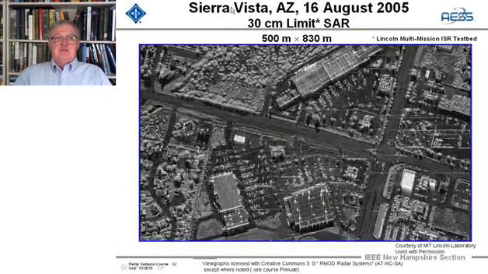Now here's just the 30 centimeters, the Lincoln multi-mission ISR, that's Intelligence, Surveillance, and Reconnaissance Testbed, SAR. And this whole business here is 500 meters, half a kilometer by 830 kilometers.